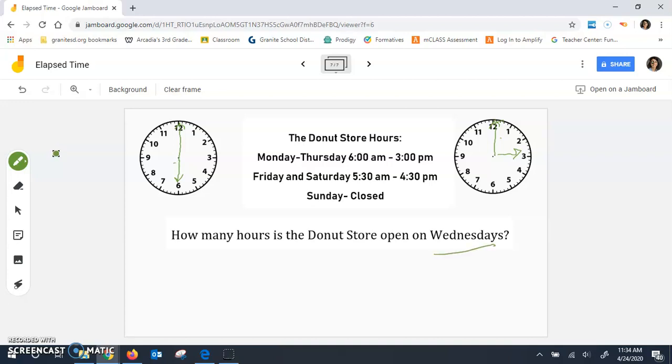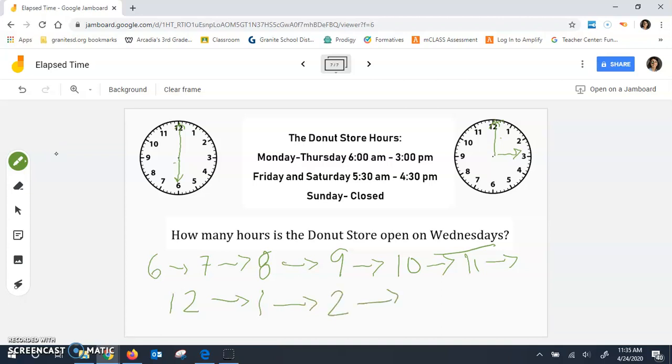So let's say from 6 to 7, that's 1 hour. 7 to 8 is another hour. 8 to 9 is another hour. 9 to 10 is another hour. And I'm going to keep going until I reach the 3 o'clock. And just remember, each of these arrows represents 1 hour. So after 12, it's not 13 o'clock. We don't read it that way on our analog clock. It just becomes 1 o'clock. And then from 1 o'clock to 2, and from 2 to 3, and then I'm done because the donut store closes at 3 o'clock. We're done there.